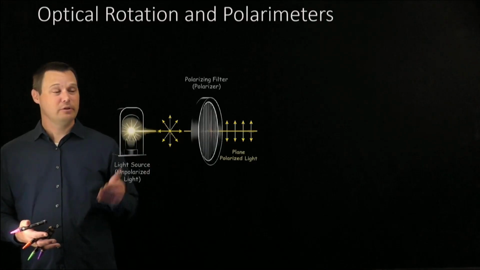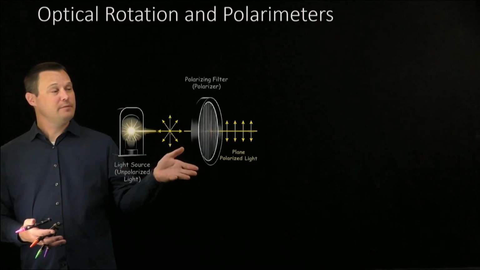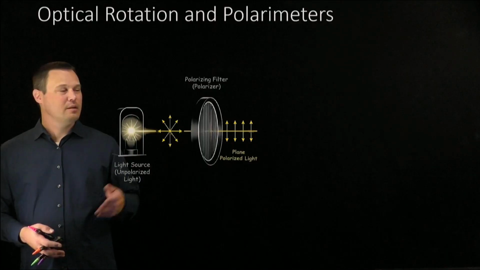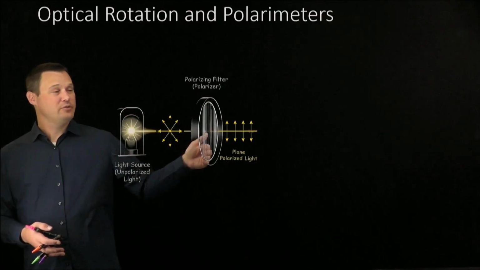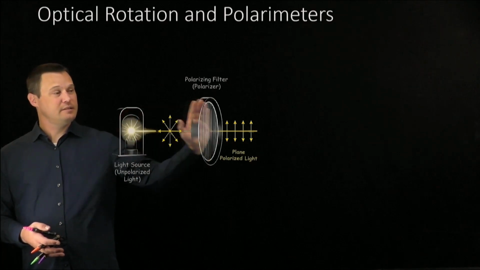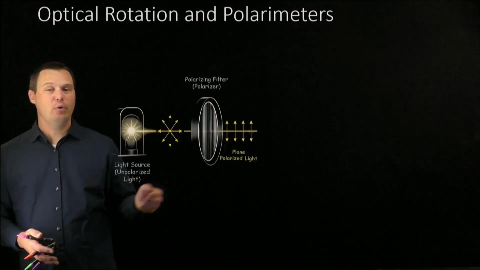In a polarimeter, however, we take that unpolarized light and first pass it through a polarizing filter. The polarizing filter blocks all planes of light except one. After the filter, the light is oscillating in a single plane. We call this plane-polarized light.